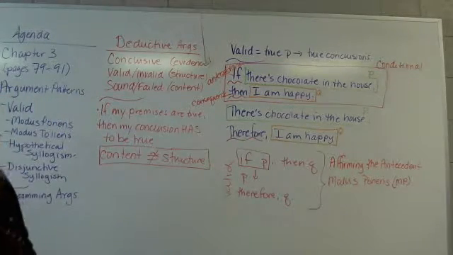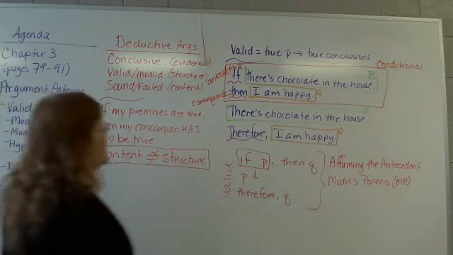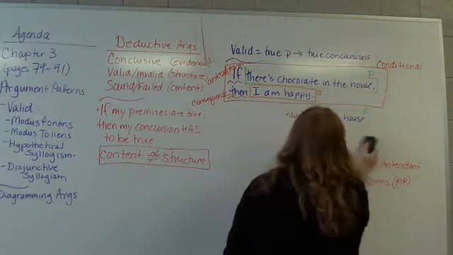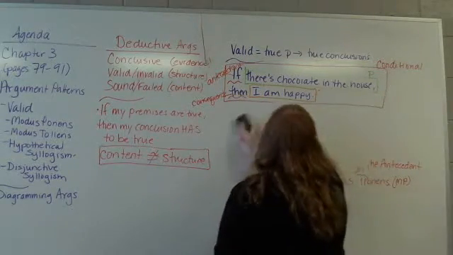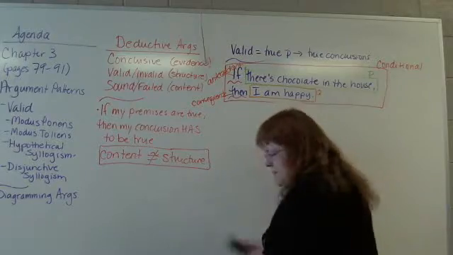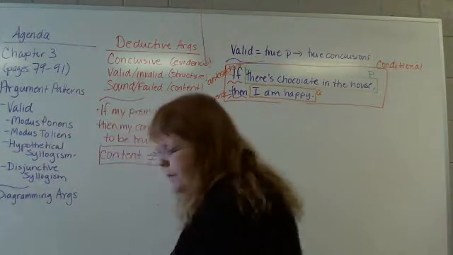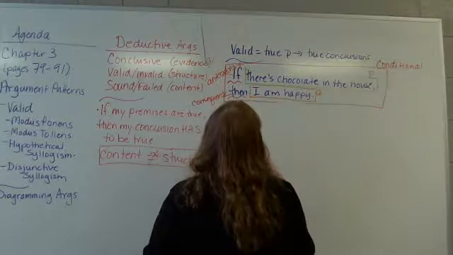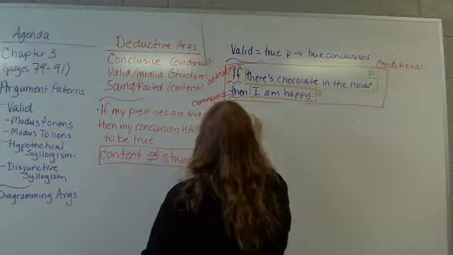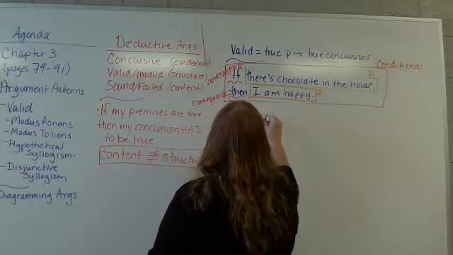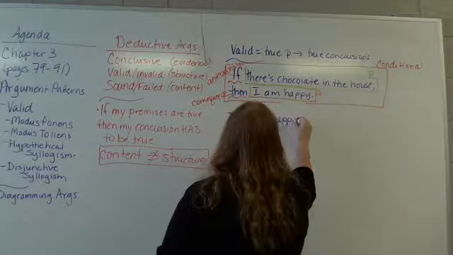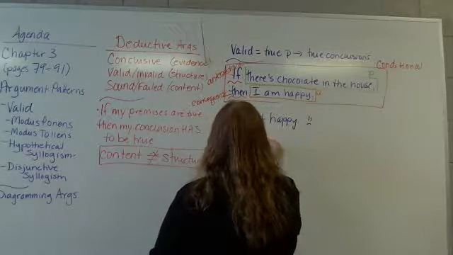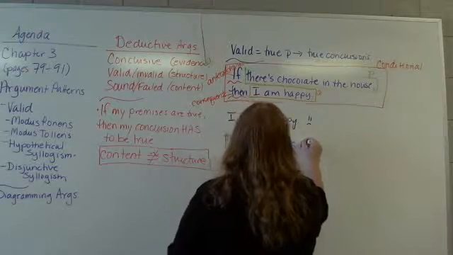We have a few more to look at. We're going to get there. I'm not going to write that all out over again. I'm just going to leave my conditional up there because I'm going to use the same argument all the time. If you're taking notes, I'm blabbing so you can keep on writing. So if there's chocolate in the house, then I'm happy. New pieces, I am not happy. Therefore, there is no chocolate in the house.